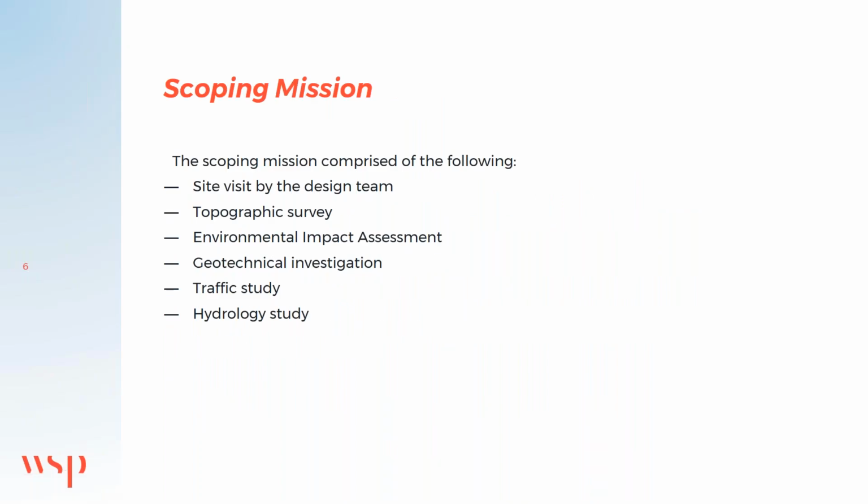The scoping mission basically comprised of the following. There was a site visit by the design team, and the design team included geotechnical people. It included some engineers from this side as well, amongst others, and surveyors. There was a topographic survey, we had an environmental impact assessment, we had a geotechnical investigation, a traffic study, as well as a hydrology study.